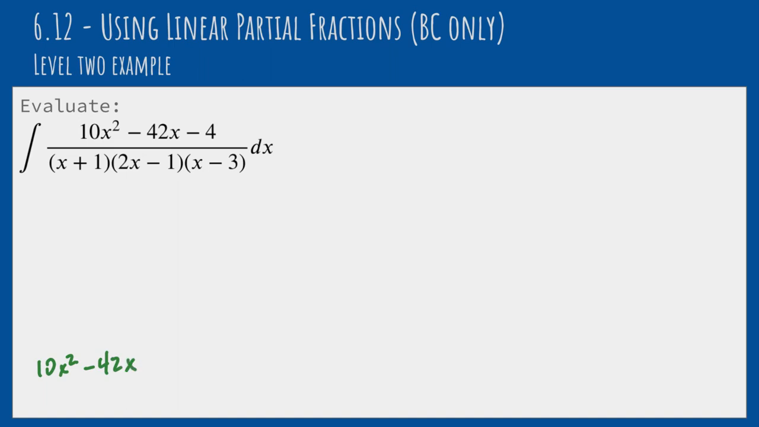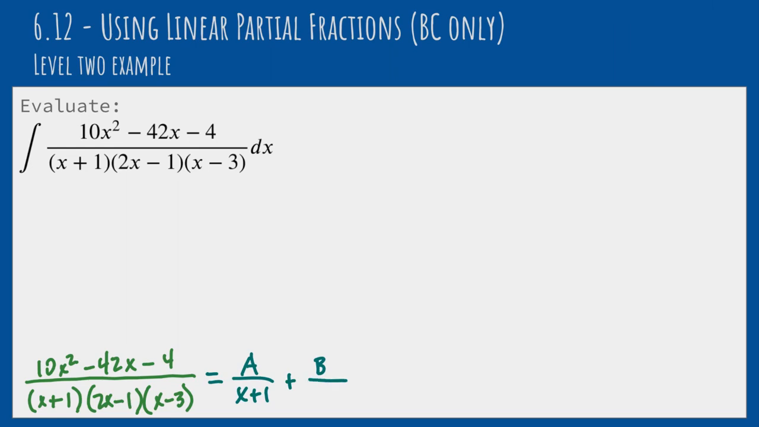So, let me rewrite this off to the side. By the way, if I were doing this side work on a piece of paper, I wouldn't write it underneath. I would write it off to the side, but I don't have the space for it here. And essentially, we're going to approach this the same way, except we're going to have three fractions that added together are going to give us this expression. So I'll put A over x plus 1 plus B over 2x minus 1 plus C over x minus 3.